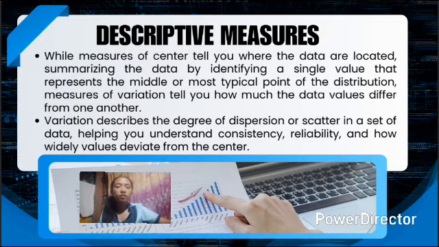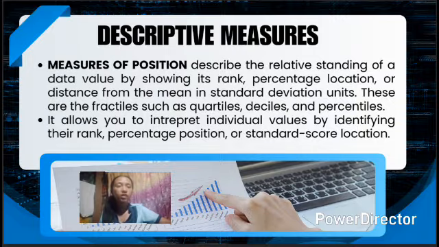Next, among the descriptive measures is the measures of position. It describes the relative standing of a data value by showing its rank, percentage, location, or distance from the mean in standard deviation units. These are measures such as quartiles, deciles, and percentiles. It allows us to interpret individual values by identifying their rank.